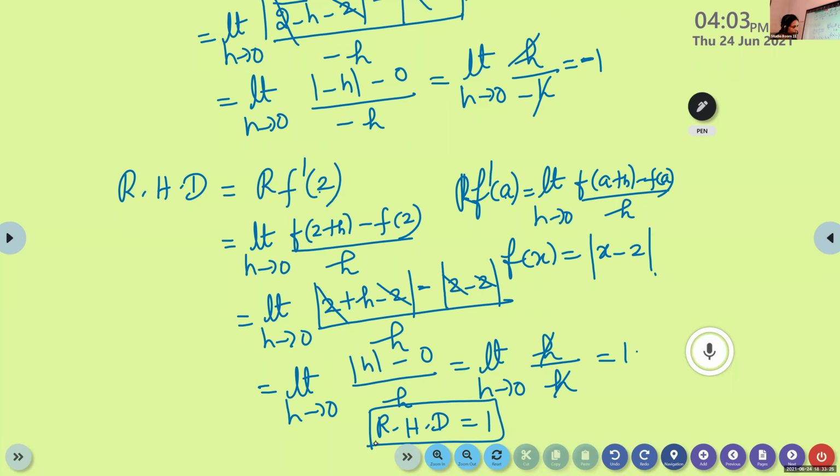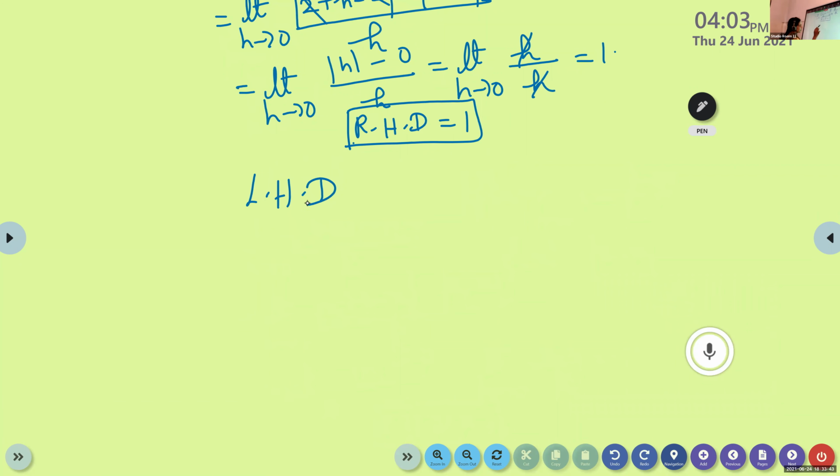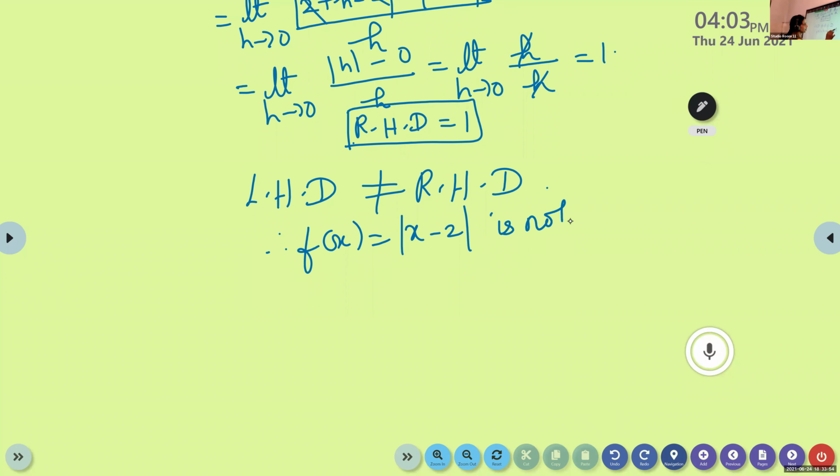Now are they equal? No. Therefore, we can say the left hand derivative is not equal to right hand derivative. Therefore, f of x is equal to modulus of x minus 2 is not differentiable at x is equal to 2.